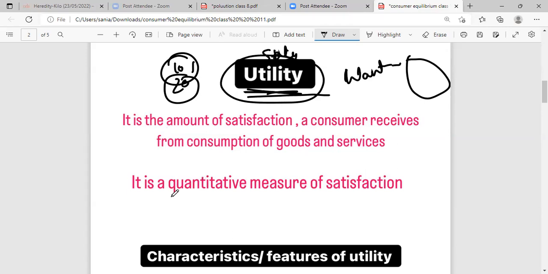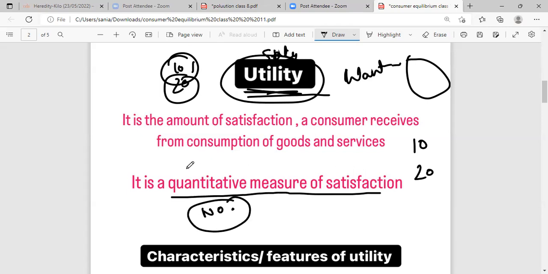And remember, it is a quantitative measure of satisfaction. Otherwise you cannot compare or match it. You cannot say, ma'am, I got 10 satisfaction or 20 satisfaction. Quantitative means in terms of numbers. There are two terms: one is quantitative and the other is qualitative. Quantitative is basically number and qualitative is basically quality.